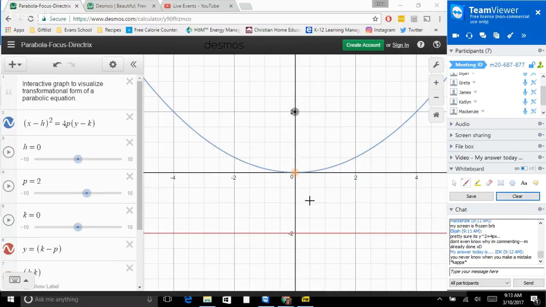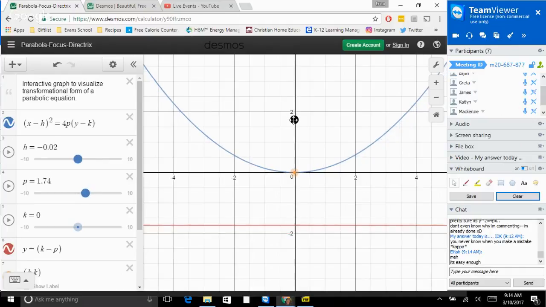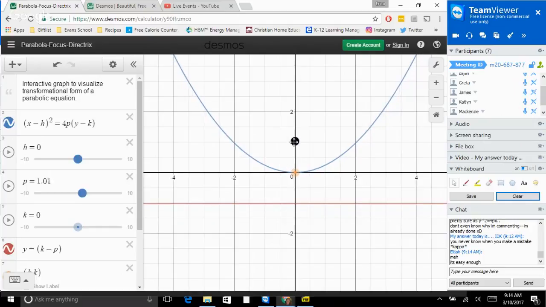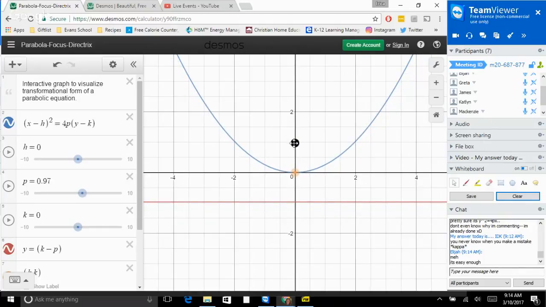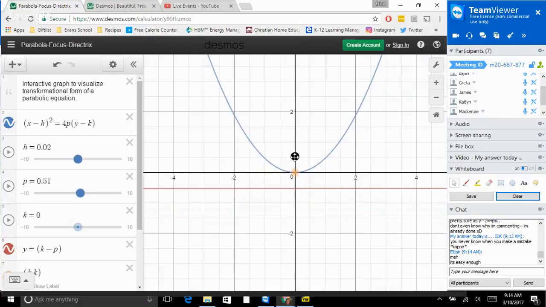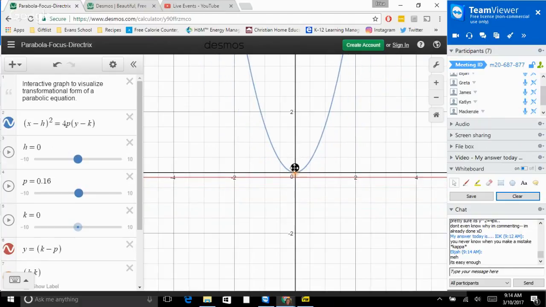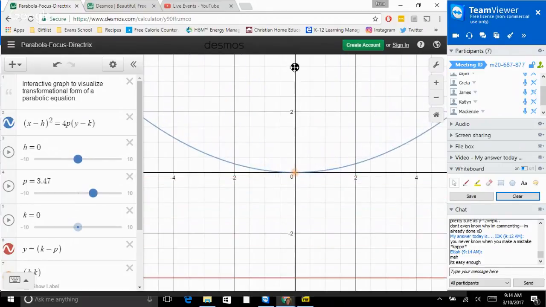What's nice about Desmos is that you can play with this. What happens if you have a focus point that's closer in? If your focus point is closer to your parabola, then your parabola has a greater curve, this nice bow shape. And if it's really, really close, you get a super narrow parabola. Obviously, if you move it out, then you get a wider parabola.